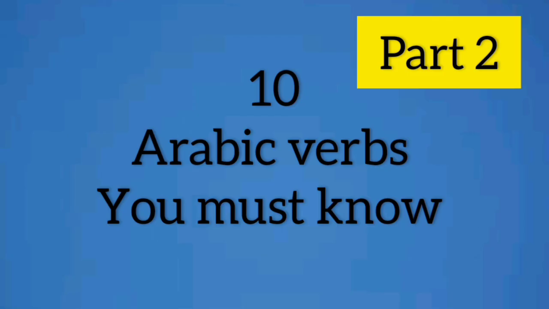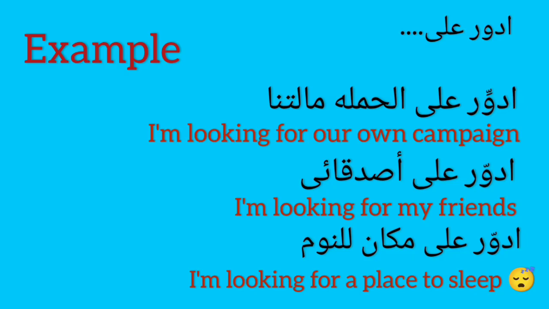Okay, let's get started. Our first verb is أدور. أدور plus على. أدور على. أدور basically means I'm looking, and أدور على means I'm looking for. Example 1. أدور على الحملة مالتنا. I'm looking for our own campaign.